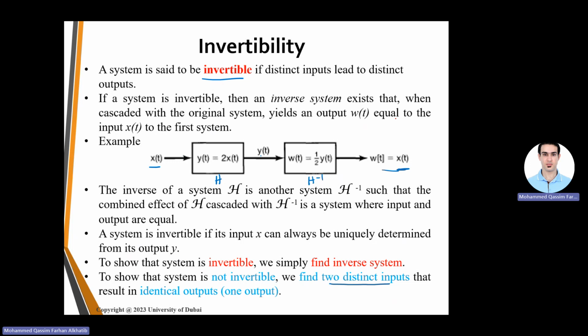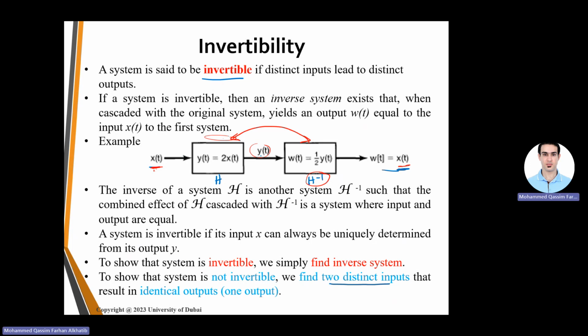A system is said to be invertible if distinct inputs lead to distinct outputs. If a system is invertible, then an inverse system exists that is cascaded to the original system to produce x. So if I have an input x and a certain system, and I produce y, and I apply y to another system, which is the inverse of this one, I should get back the value x. The inverse system is usually denoted by h^-1. It's not a power, it's just the inverse system.